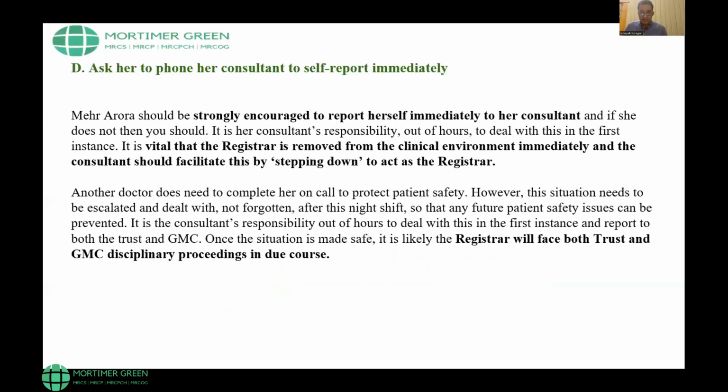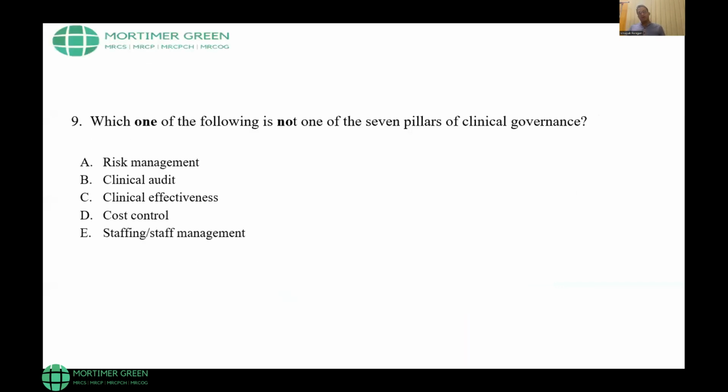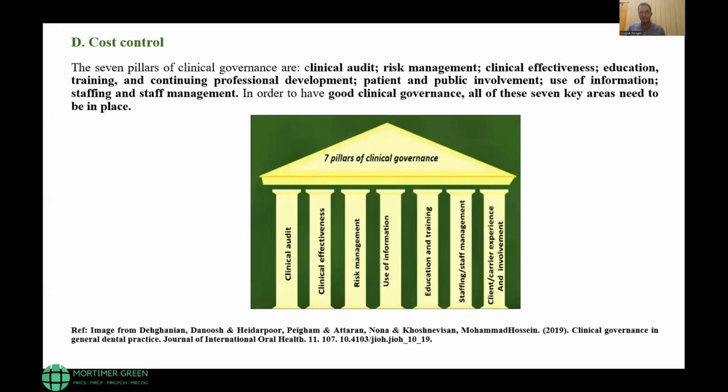So I think there's been a thing. Question number 9. What was question number 9? Okay, so there's basically nothing to explain over here. The risk management, clinical audit, clinical effectiveness, all these staffing and staff management are all a part of the 7 pillars of clinical governance. So you can see in this image, it's the 7 pillars of clinical governance. It's an NHS thing. I've taken this image from a paper, but it's all basically publicly available information. And we will be incorporating all these questions on the QBank.